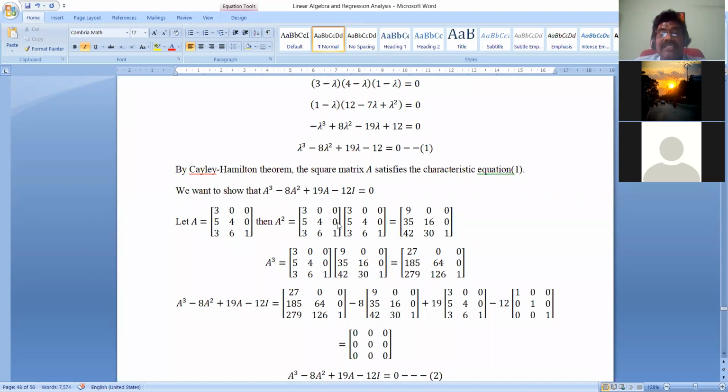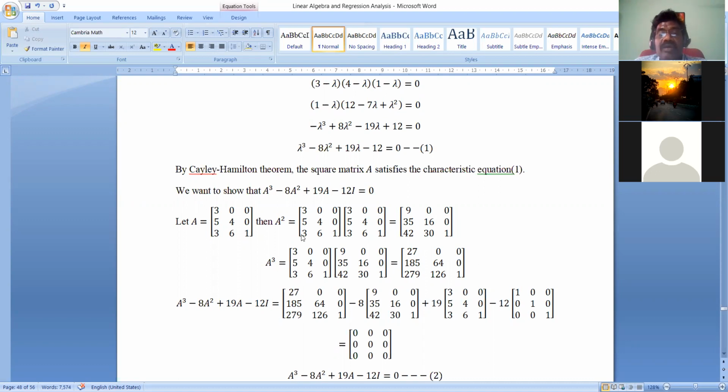Now multiplying the second row of the first matrix with all the columns of the second matrix, we get 3 5s are 15, 4 5s are 20, 20 plus 15 equal to 35, 35 plus 0, that is 35 only. Next 5 into 0, 0, 4 into 4, 16, 0 into 6, that is also 0, so 16 is itself. Now 5 into 0 plus 4 into 0 plus 0 into 1, that is also 0.